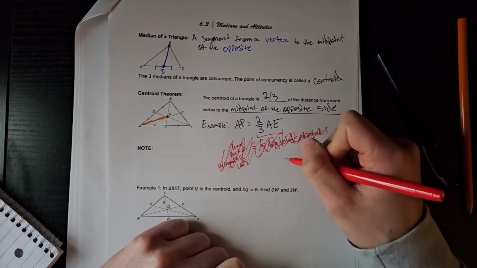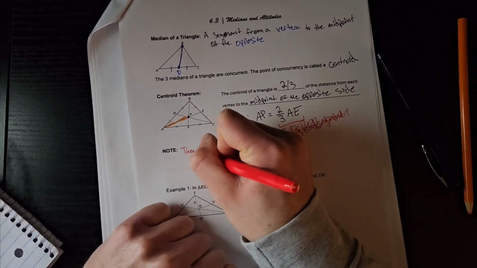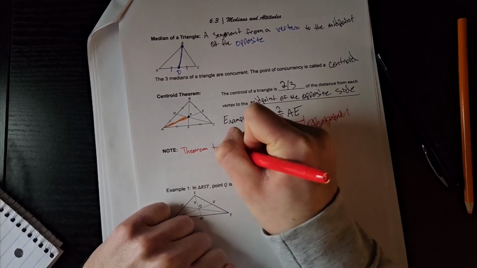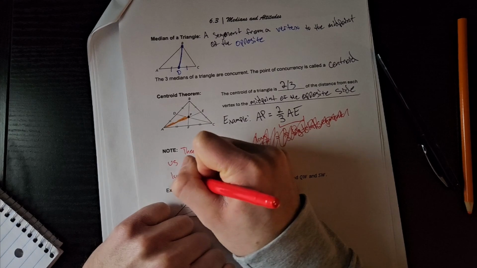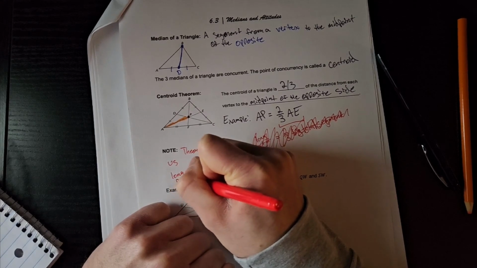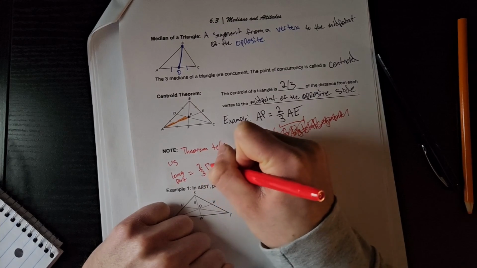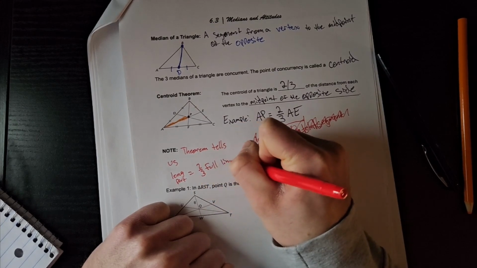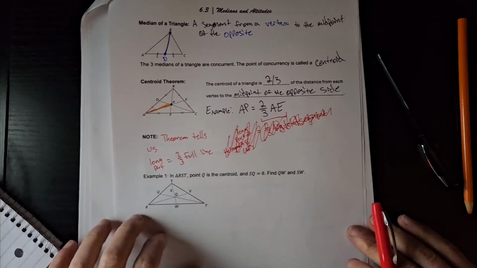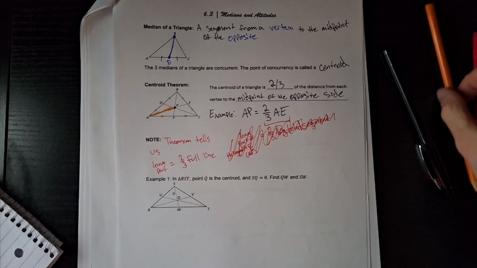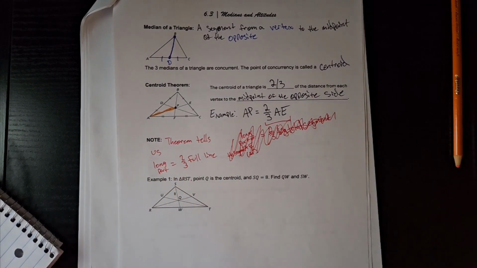All right, to take note, the theorem tells us the long part is equal to 2/3 of the full line. There you go. Seeing this in practice makes a lot more sense, but that's what our theorem is telling us. The long part is equal to 2/3 of the full segment.